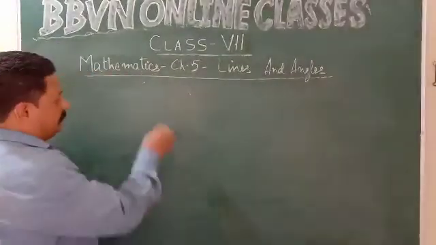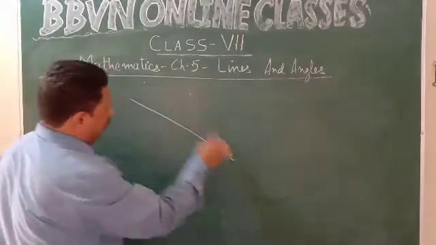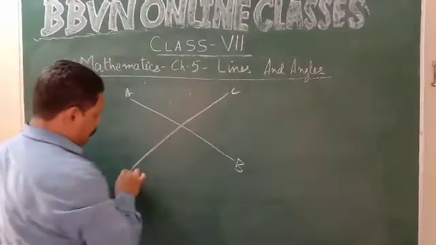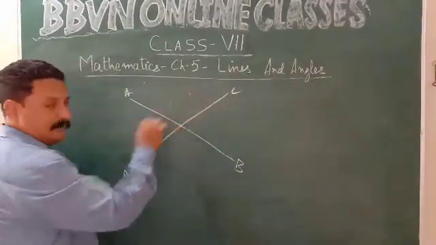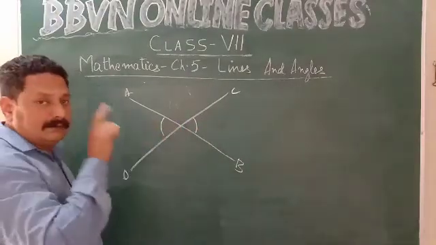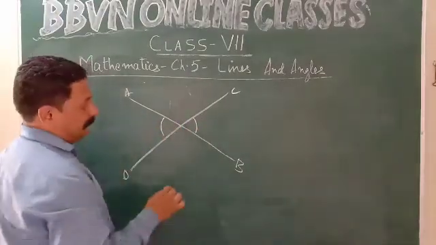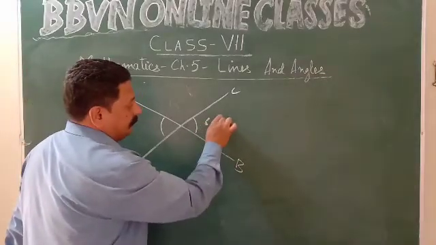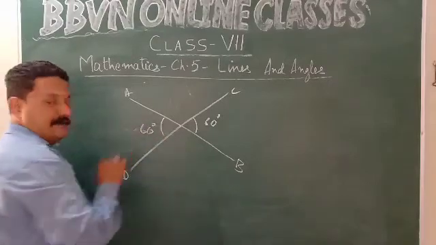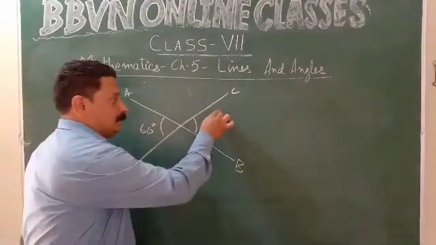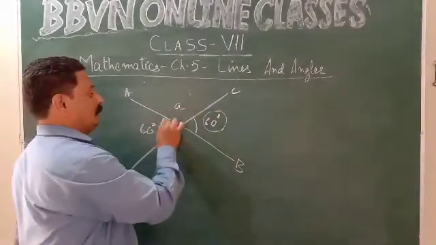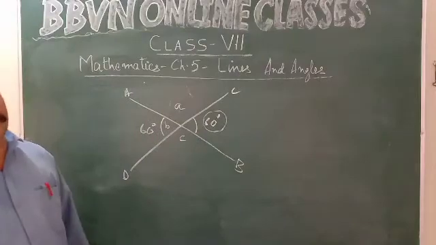Okay, now children pay attention. Say this is a line AB. This is another line CD. They intersect at a point. Now we know these two form a pair of vertically opposite angles. If this angle is 60 degrees, obviously this angle will also be equal to 60 degrees. Now only this particular angle is provided and you have been asked to find all the other angles A, B and C. Find out the values.